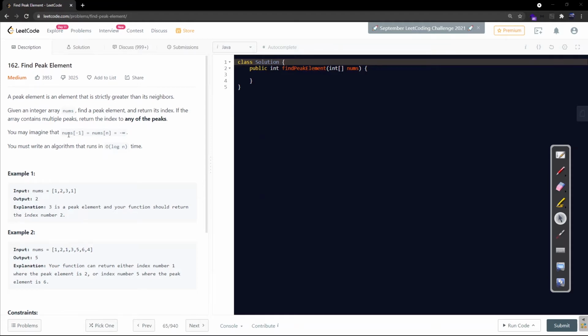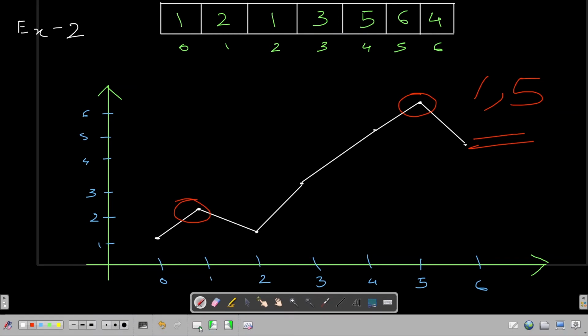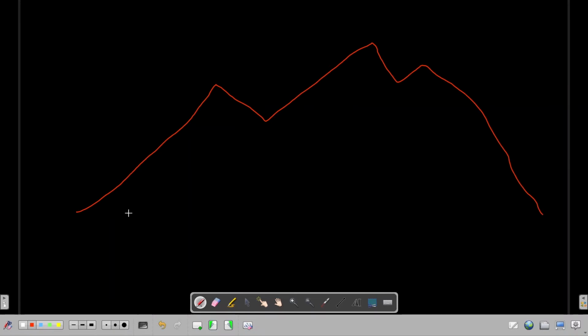Clearly you can see that in this statement he has mentioned nums[-1] and nums[n] are negative infinity. By this he means that the left extreme and right extreme both have negative infinity value. If I explain it graphically, it means something like this. So the graph would be something like this. This is also negative infinity, this is also negative infinity. And there are some peaks in between.